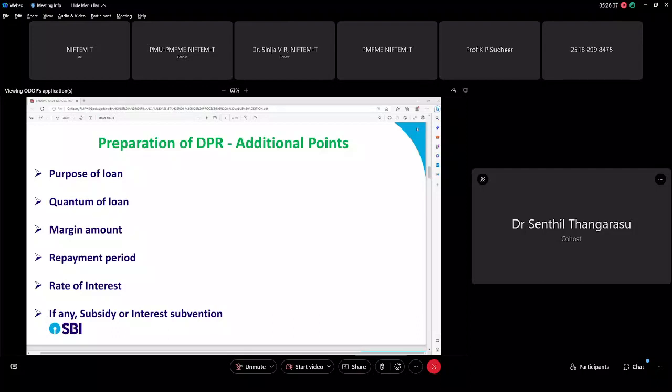What is the amount you are seeking? What is the margin amount? And how is the repayment period? How long will it take? Whether it is 5 years or within 7 years, the repayment period is the most important thing. And what is the rate of interest?